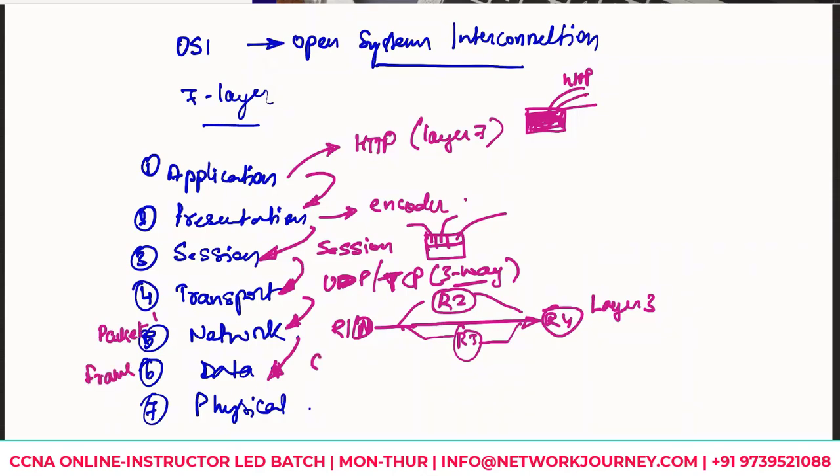what the data link layer does is some sort of error correction check, which is also called a CRC check. It will also check the MAC address. The concept of the MAC address comes in layer 2. It's a layer 2 OSI layer.